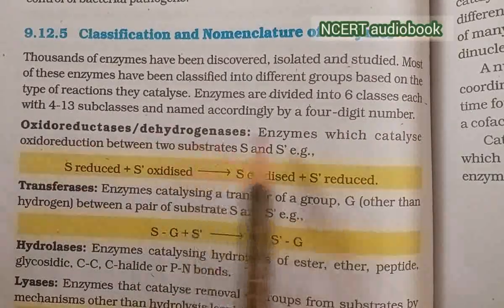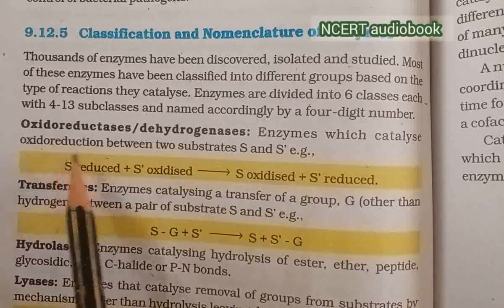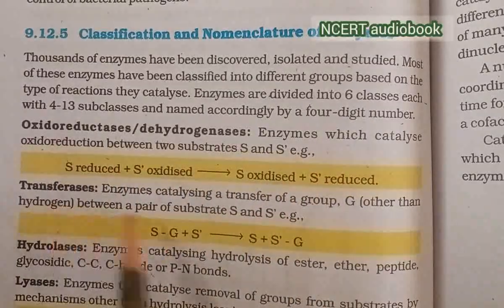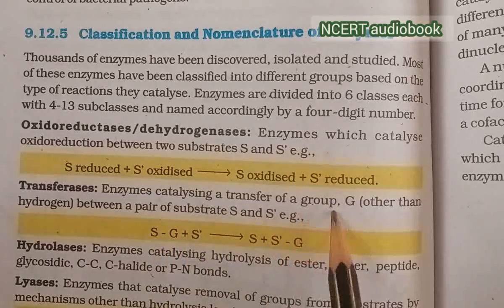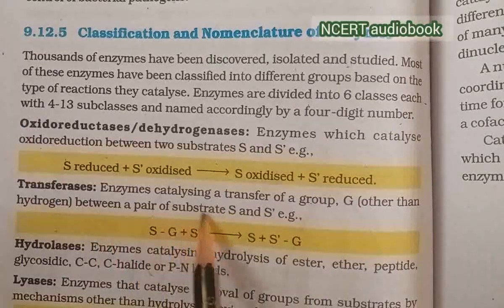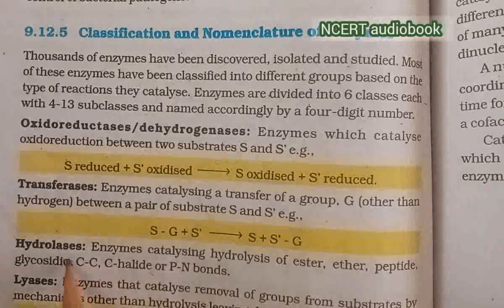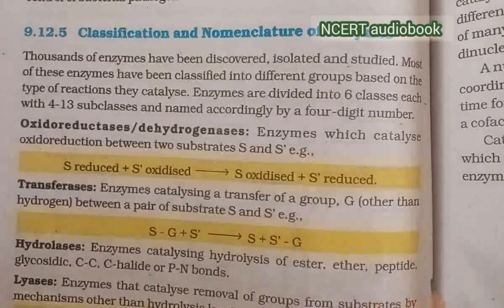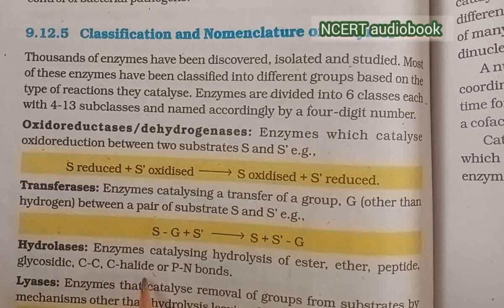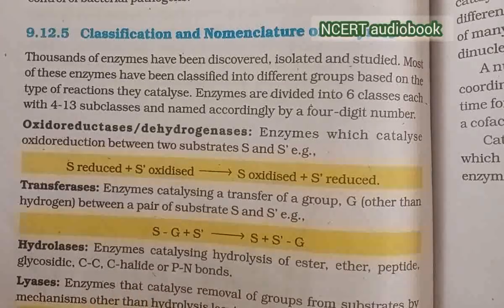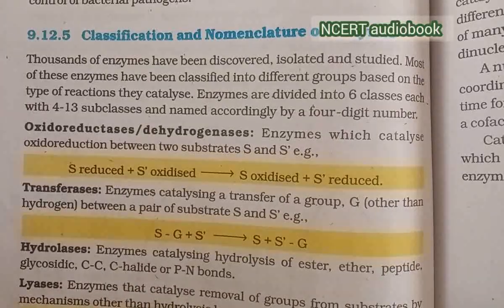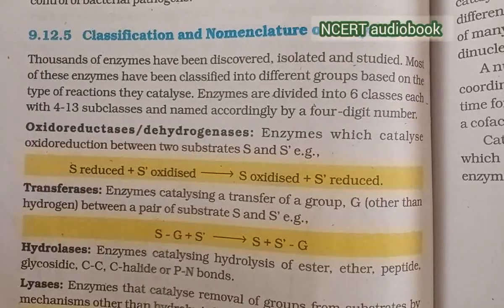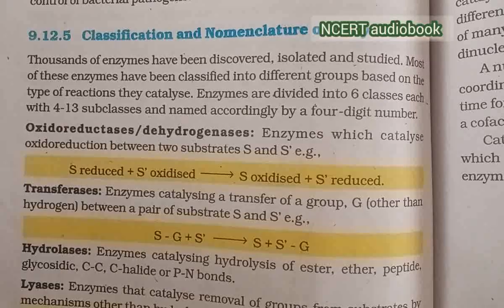Oxidoreductases, including dehydrogenases, are enzymes which catalyze oxidation-reduction between two substrates S and S'. Transferases are enzymes catalyzing a transfer of a group G between a pair of substrates S and S'. Hydrolases are enzymes catalyzing the hydrolysis of ester, ether, peptide, glycosidic, C-C, C-halide and P-N bonds. Lyases are enzymes that catalyze removal of groups from the substrate by mechanisms other than hydrolysis, leaving double bonds.